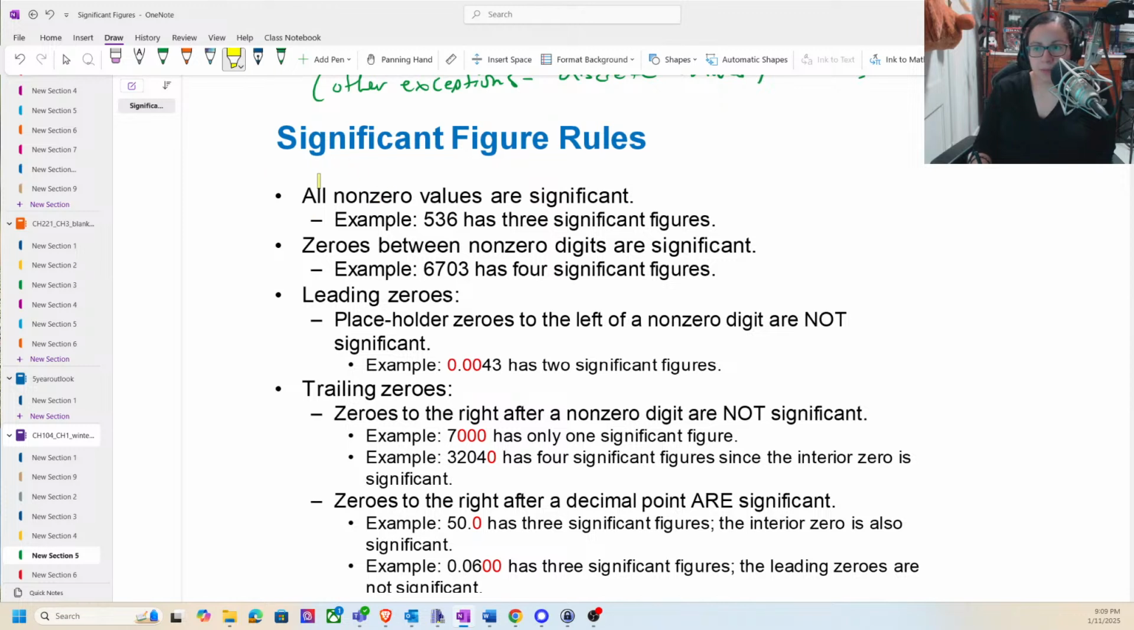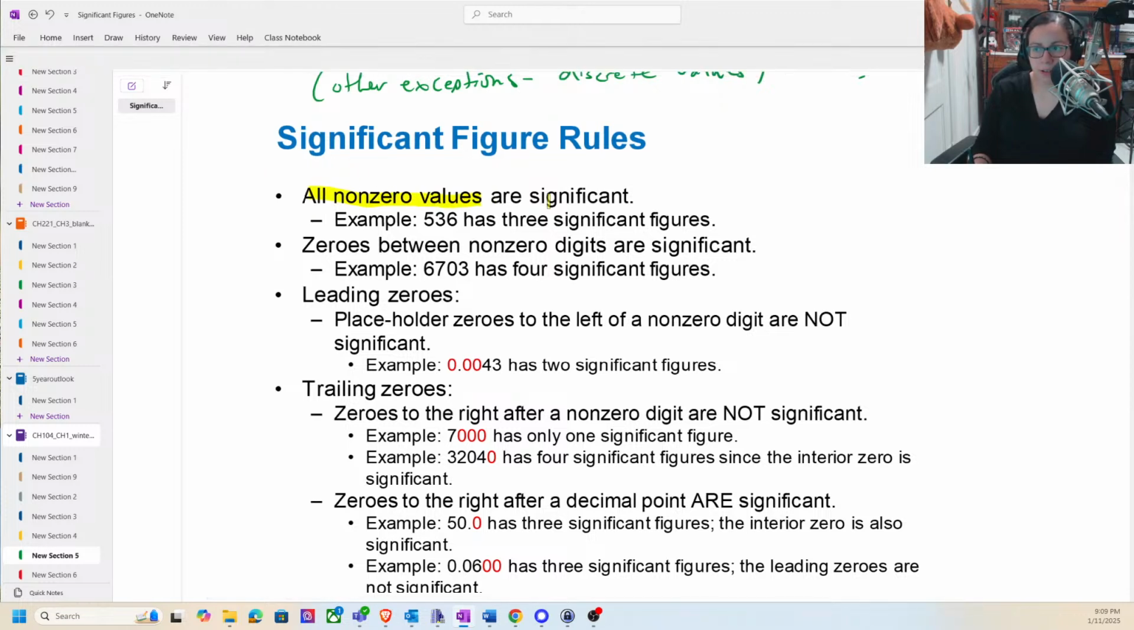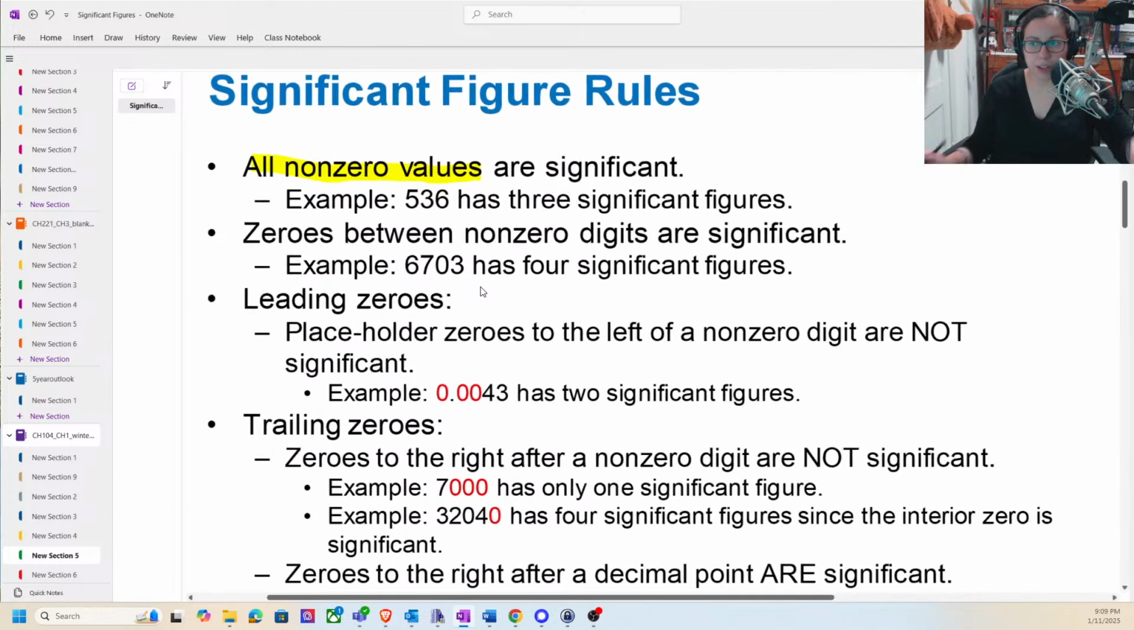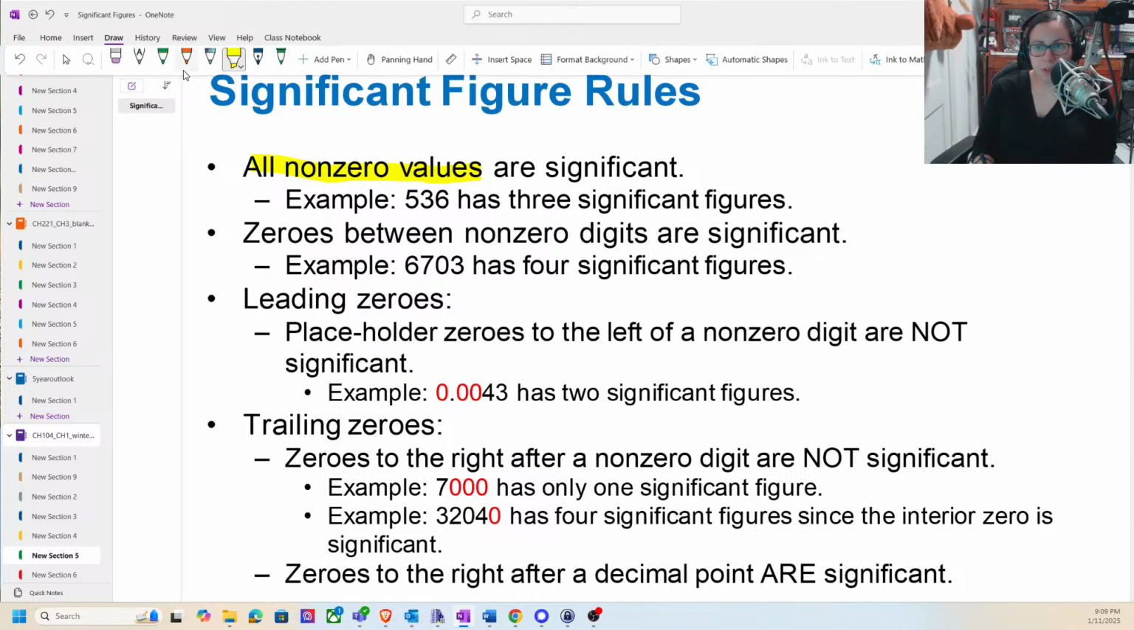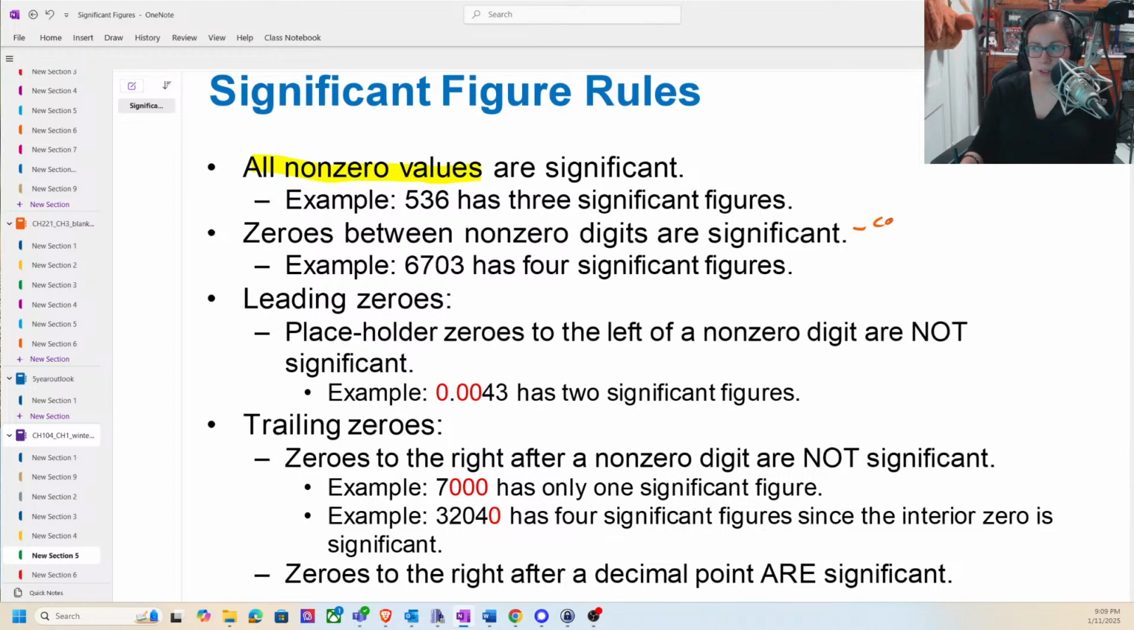Our first one here is all non-zero values are significant. That makes sense. So we have this number 536, and this one has, of course, 3 sig figs. And then our next rule is what I usually refer to as our captive zero. So essentially a zero between two non-zero digits. Of course, if it is trapped, it is also significant. So this number 6,703 has 4 sig figs.